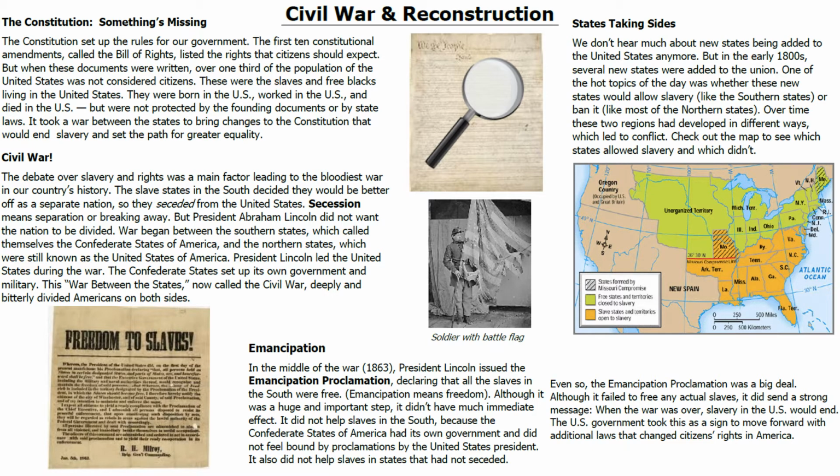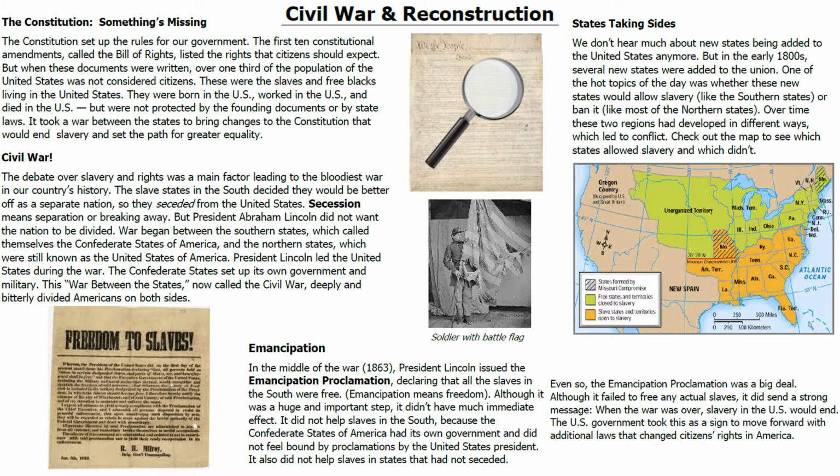Emancipation. In the middle of the war, President Lincoln issued the Emancipation Proclamation, declaring that all slaves in the South were free. Emancipation means freedom. Although it was a huge and important step, it didn't have much immediate effect. It did not help slaves in the South because the Confederate States of America had its own government and did not feel bound by proclamations by the United States President. It also did not help slaves in states that had not seceded.